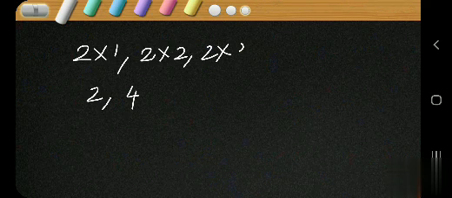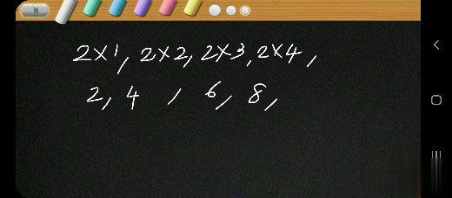2 into 3 is a multiple of 2. 2 3s are 6 is a multiple. 2 into 4: 2 4s are 8 is a multiple of 2. 2 into 5: 2 5s are 10 is a multiple of 2. It will go on like this. Go on means it will continue like this.